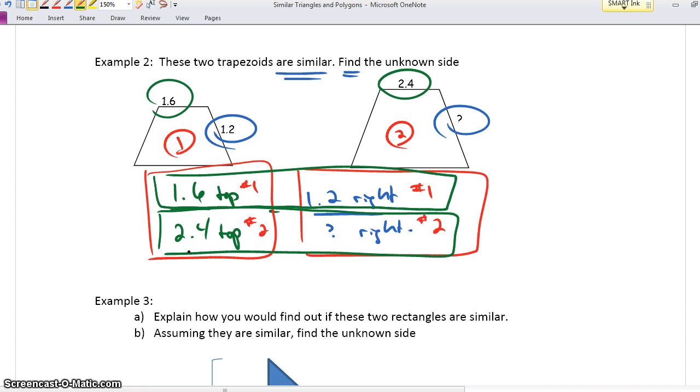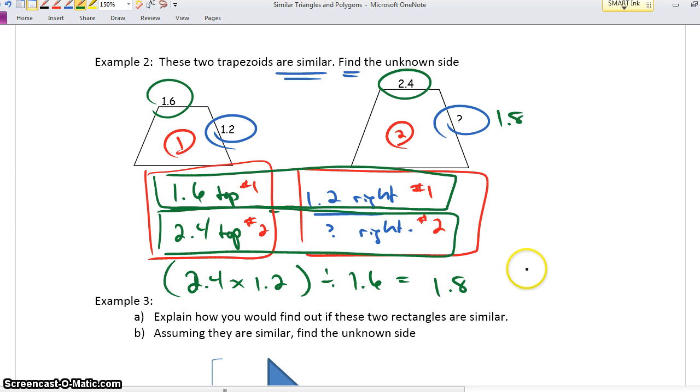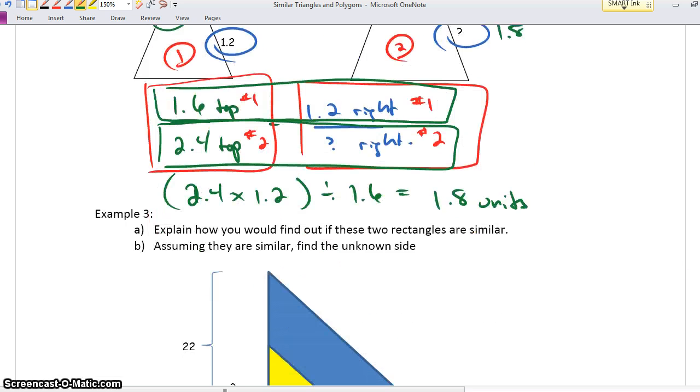Once it's set up, the solution is easy. We just cross multiply and divide. 2.4 times 1.2 is the cross multiply piece, divided by 1.6 is the divide piece. That gives us 1.8. So for the side length, right? The unknown side is 1.8, and it would just be units in this case because we're not given centimeters, inches, or anything like that. We set up a proportion and we solve.